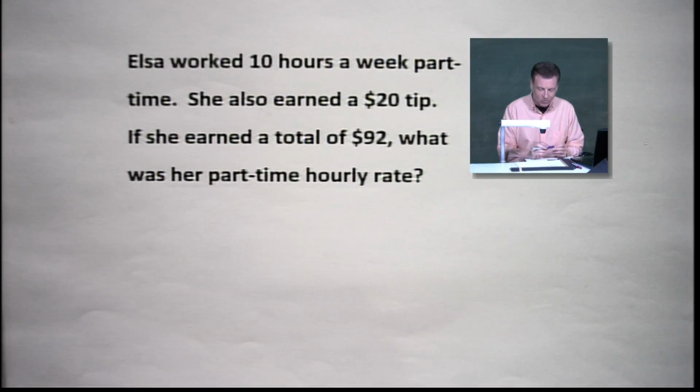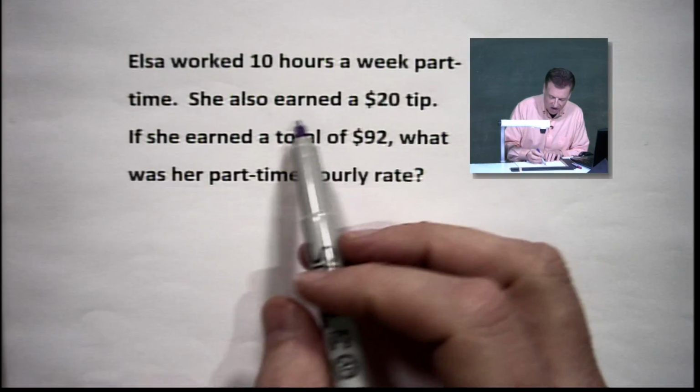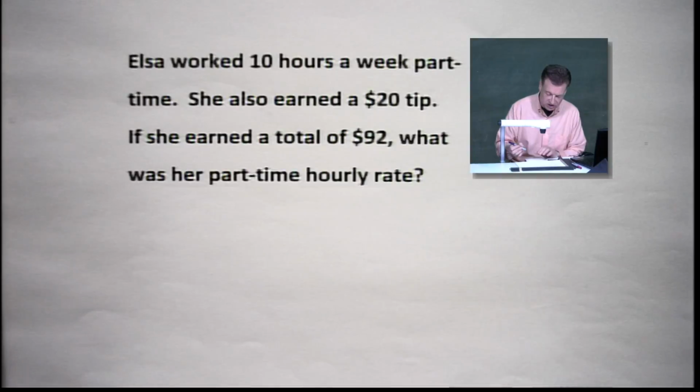It says Elsa works 10 hours a week part-time. She also earns a $20 tip. All right, so that's not per hour. She just got that as a little extra. So she earned a total of $92. What was her part-time hourly rate? Well, let's see what she's done here.